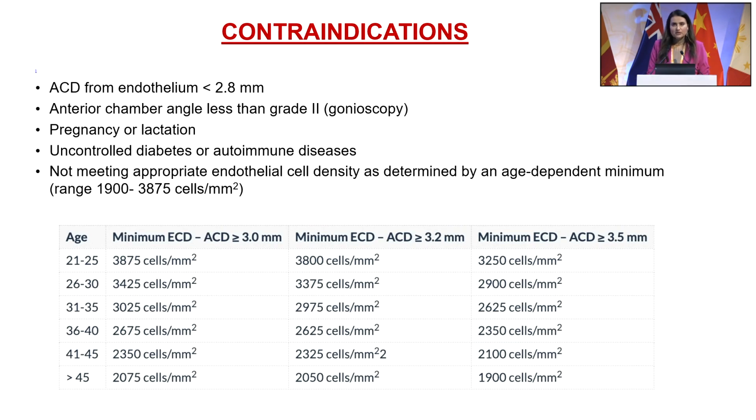So contraindications, of course, would be a shallow anterior chamber depth of less than 2.8 millimeters, and a shallow anterior chamber angle as measured on gonioscopy, less than grade 2, would also be a contraindication. Pregnancy or lactation, uncontrolled diabetes or autoimmune diseases, and also eyes which are not meeting appropriate endothelial cell density criteria, which has been suggested by the ICL Star company, and this should also be followed.